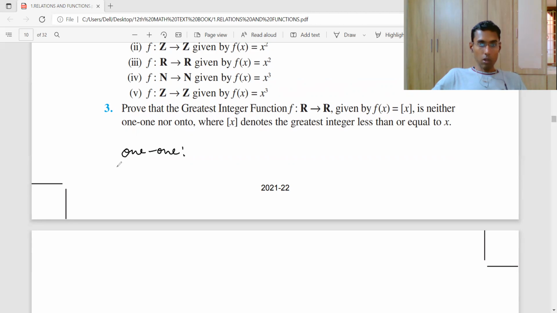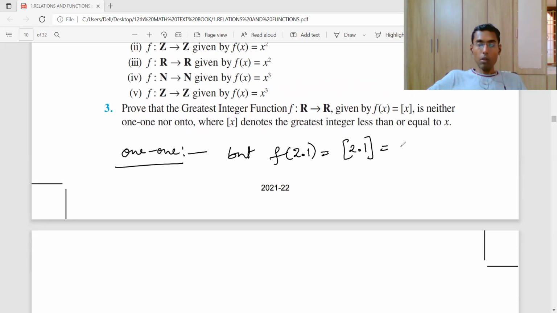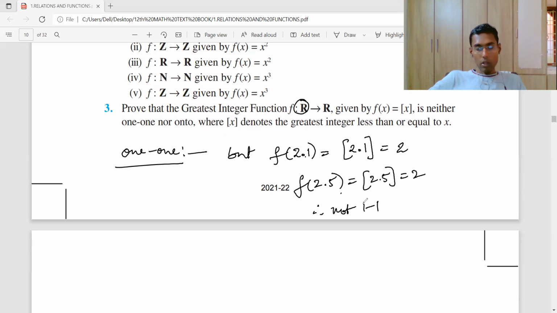Is it one-one or not? Different elements should have the same image. But f of 2.1, how much? The greatest integral part of 2.1 is 2. The integral part of 2.5 is 2. So 2.1 and 2.9 have the same image. Therefore, it isn't one-one.